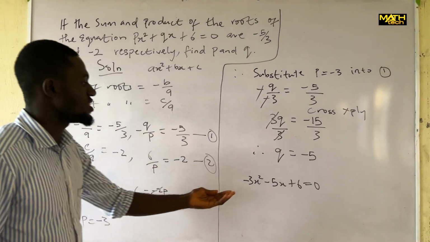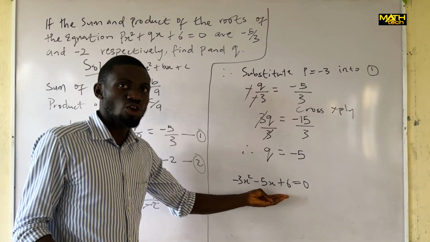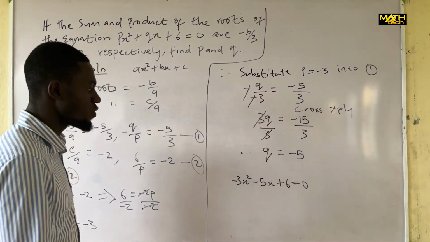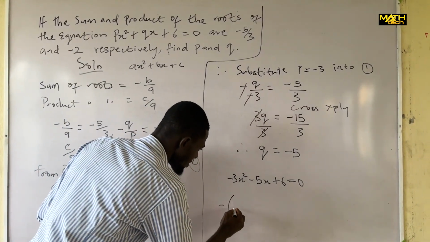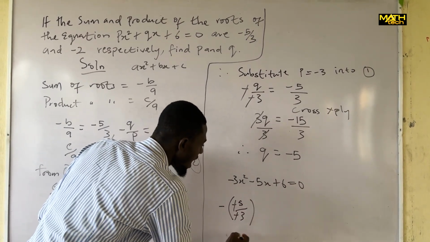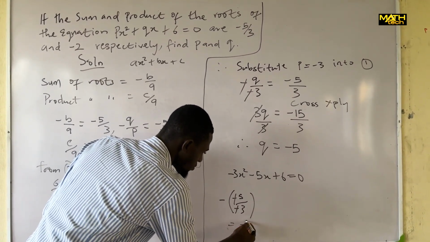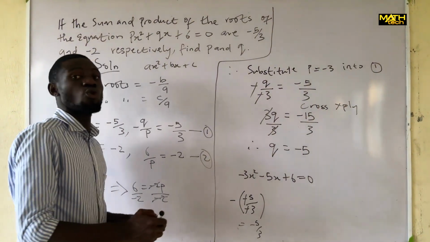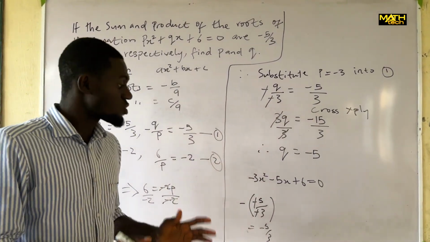If you want to find the sum of the roots of this, same thing, minus b all over a will be minus bracket minus 5 all over minus 3. This cancels this, and we are still left with minus 5 all over 3. So our values are correct.